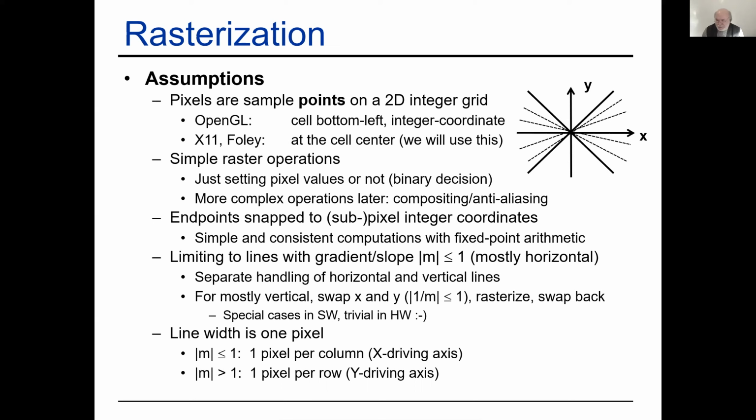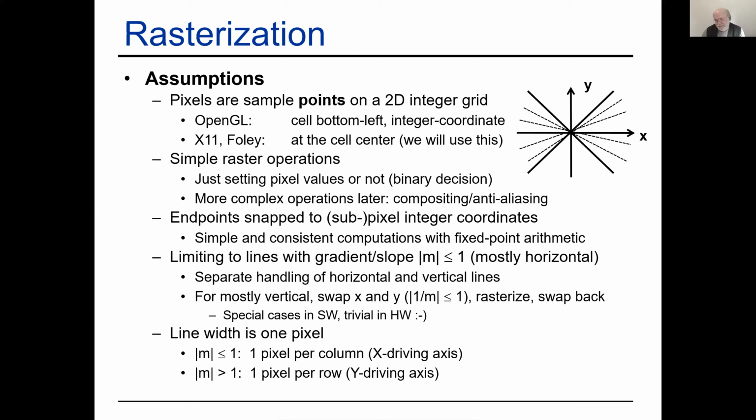And that's not a major limitation here, because we can simply generalize this. If we want mostly vertical lines, for example, then we just switch x and y, do the whole thing, and then before we actually rasterize things, we switch back, and we just set the pixels as needed. In software, that's a little bit of if-thens. In hardware, that's a single bit that you need to switch two lines. So it's trivial there. Also, we will assume that the line width is 1 pixel.